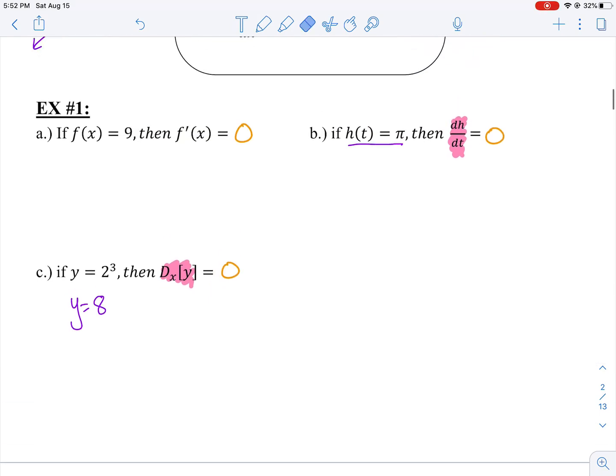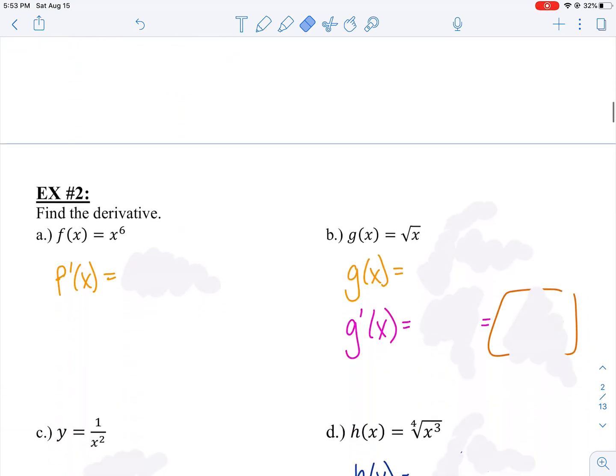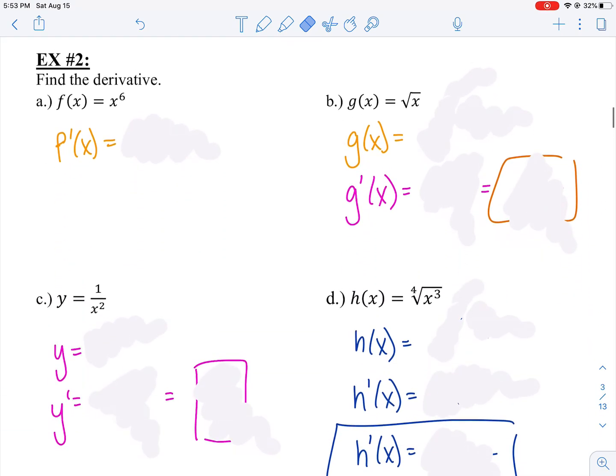So that's 3 different ways of finding a derivative of a constant, but they might try to trick you by making it look a little bit funky, so be careful. All right, let's do another one. Let's look at example number 2. All different types of problems for example number 2. But here we go. Find the derivative.